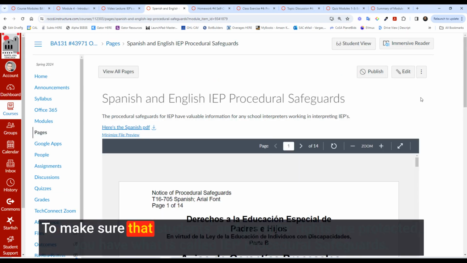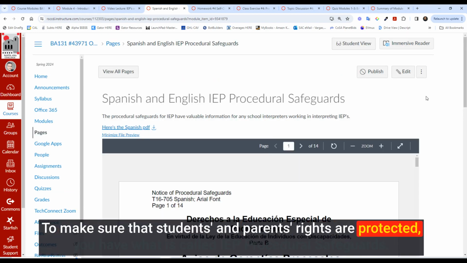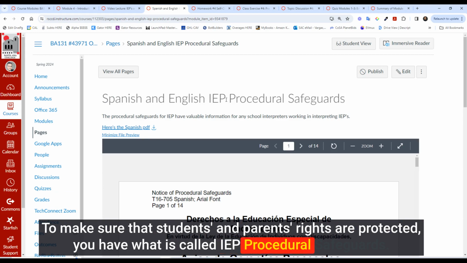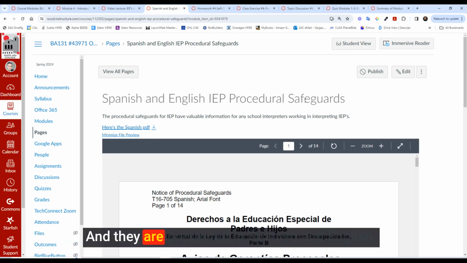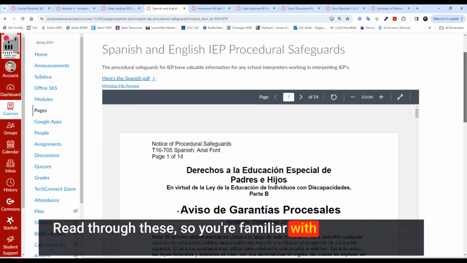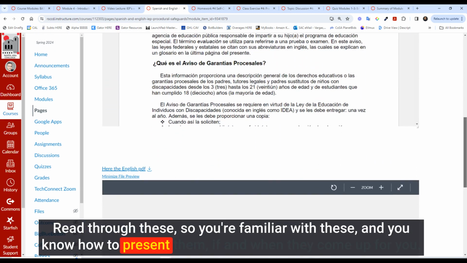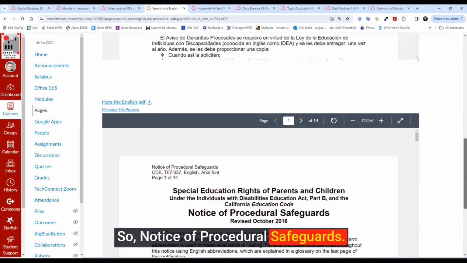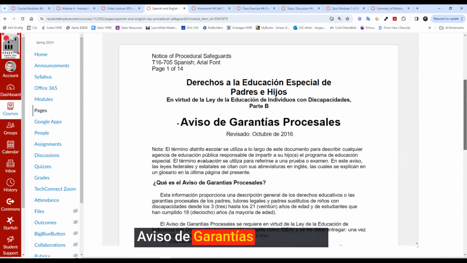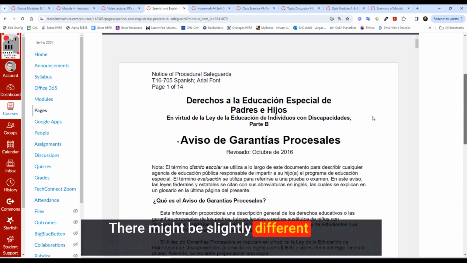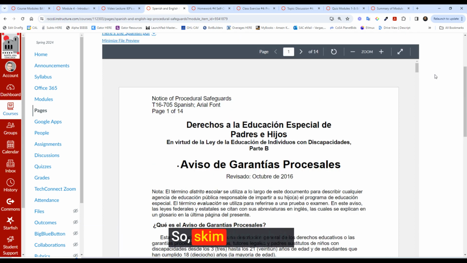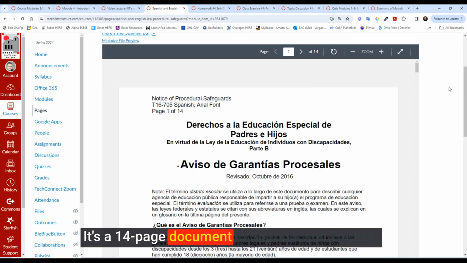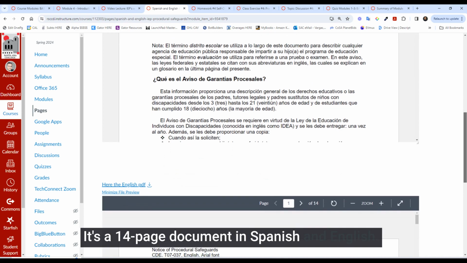To make sure that students' and parents' rights are protected, you have what is called IEP procedural safeguards, and they are presented in Spanish and English. Read through these so you're familiar with these and you know how to present them if and when they come up for you. So notice of procedural safeguards, aviso de garantías procesales. There might be slightly different names throughout as long as it means the same thing. So skim through it. It's a 14-page document in Spanish and English.